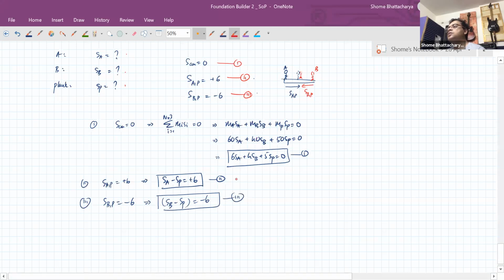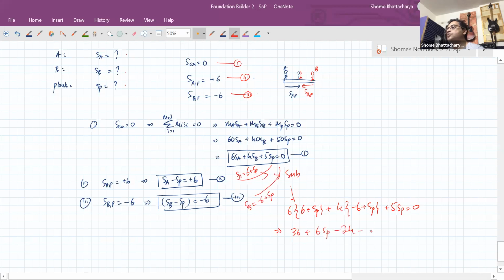So now what I will do is I'll substitute these two in this. So that will tell me SA is equal to 6 plus S of the Planck. This will tell me that SB is equal to -6 plus S of the Planck. So 6 times SA plus 4 times SB plus 5 times SP should be 0. So 36 plus 6 SP minus 24 plus 4 SP plus 5 SP should be 0.